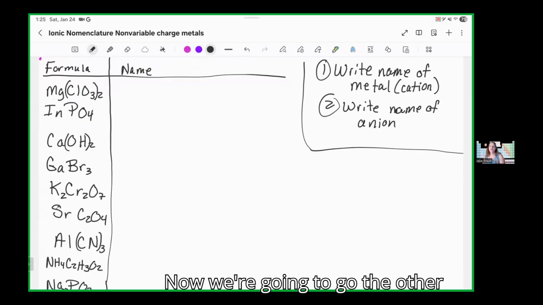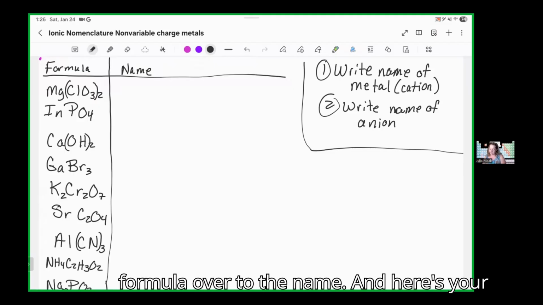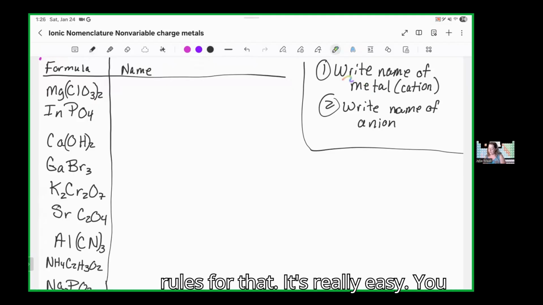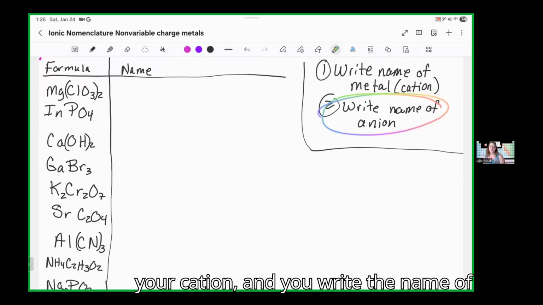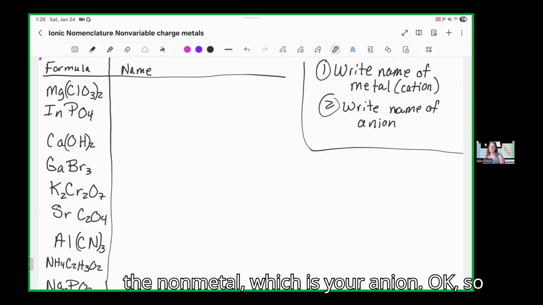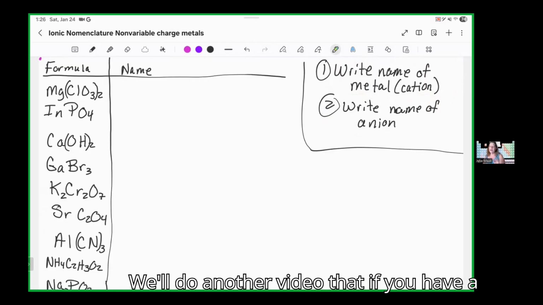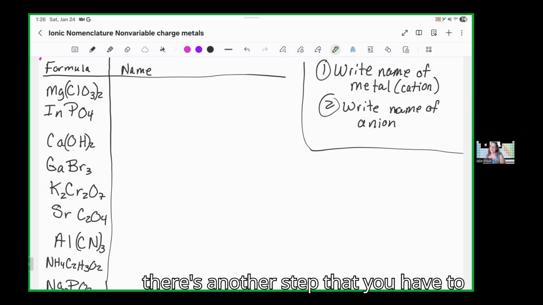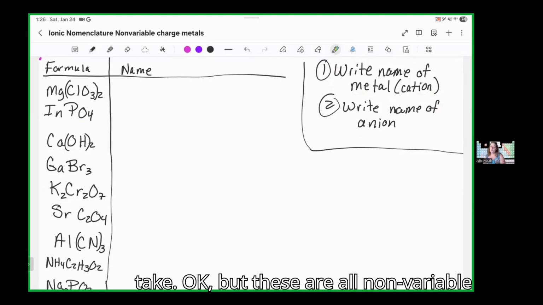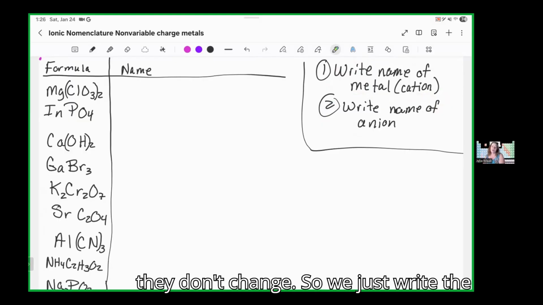Now we're going to go the other direction. We're going to go from the formula over to the name. And here are your rules for that. It's really easy. You write the name of the metal, which is your cation, and you write the name of the nonmetal, which is your anion. Remember, these are non-variable charges. We'll do another video for variable charges, where there is another step you have to take. But these all have a stable charge. They don't change. So we just write the name of the metal and the name of the anion.